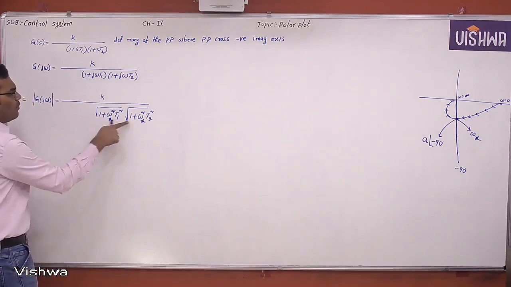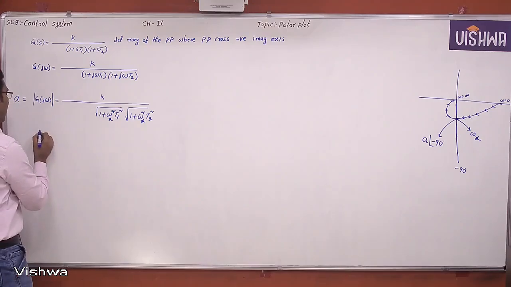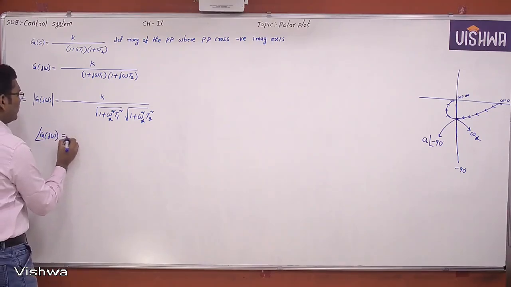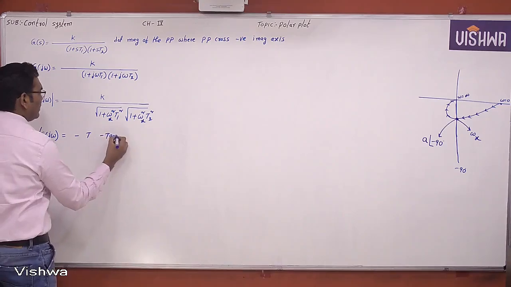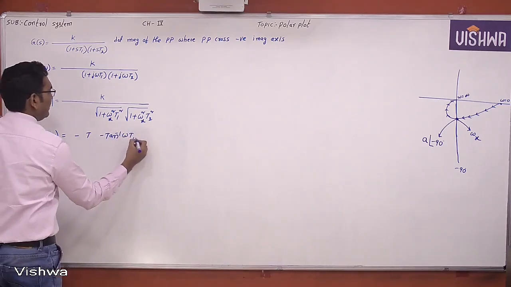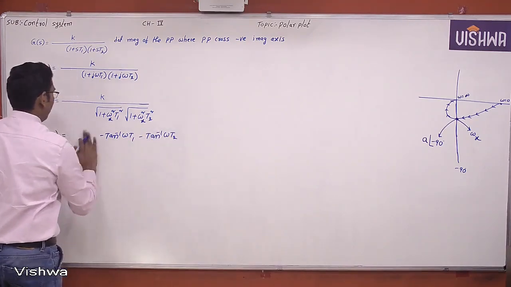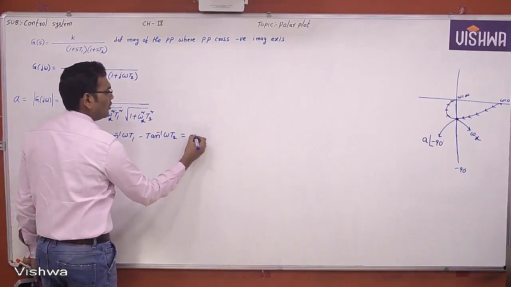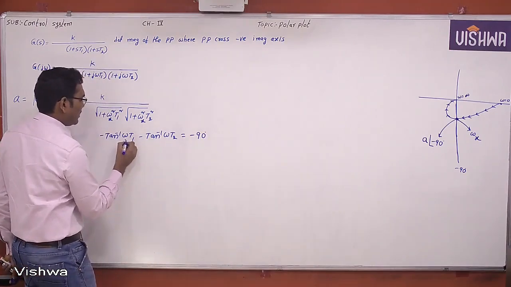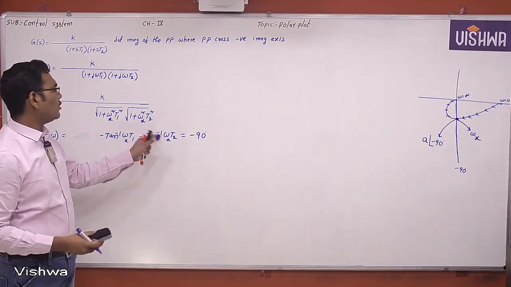Now if you have omega x, then you can easily calculate the magnitude. But what is the phase angle? The phase angle is the angle of G of j omega. What is the angle of G of j omega? It is equal to minus tan inverse of imaginary part by real part, minus tan inverse of imaginary part by real part, from the denominator. When this phase angle is exactly equal to minus 90 degrees, then this particular frequency is called omega x. So from here you can find omega x.